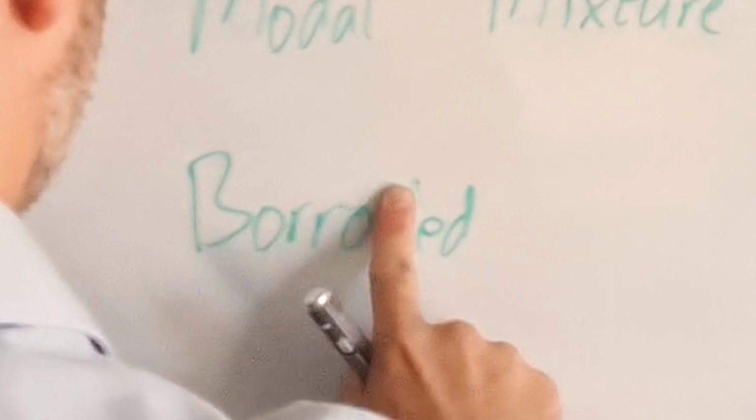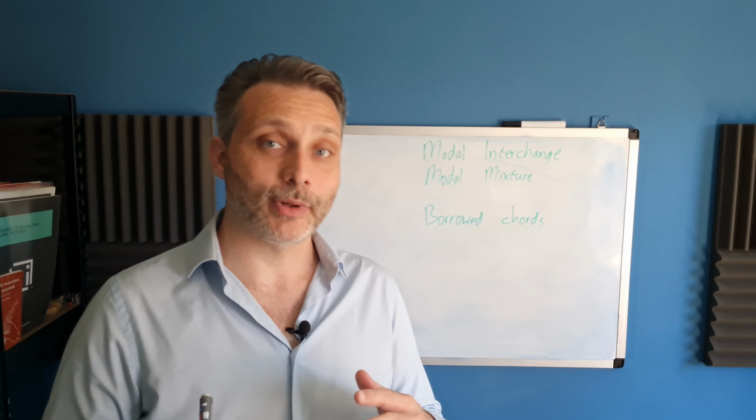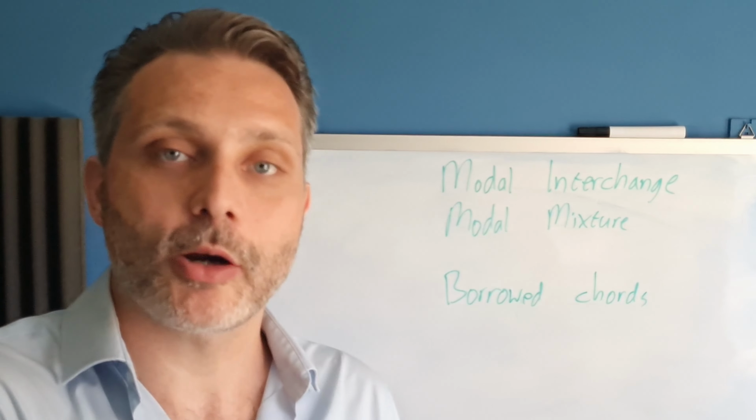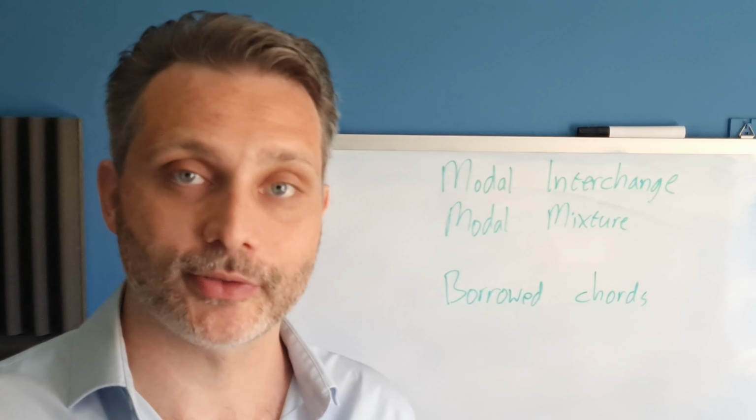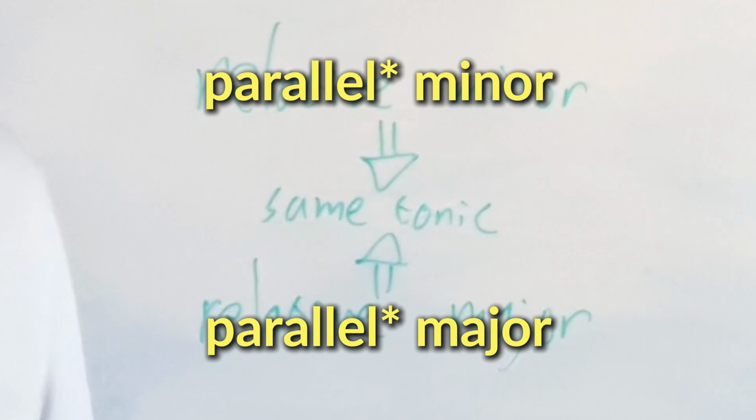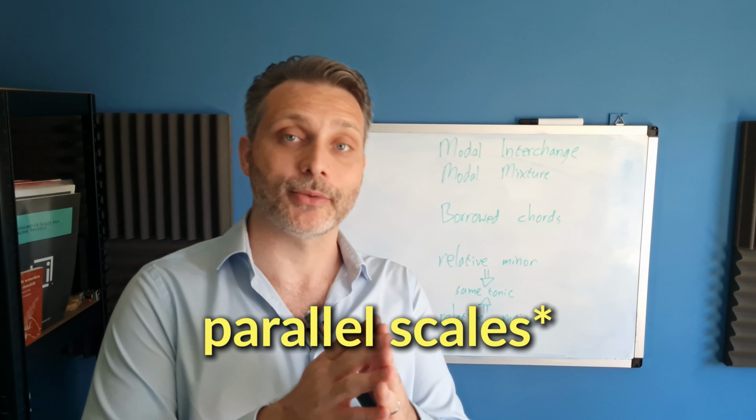First of all, modal interchange, otherwise known as modal mixture, uses borrowed chords from other church modes. The most important ones are relative major and minor using the same tonic. That's what relative scales are, the different scales that use the same tonic. As you can see, there are not that many new concepts, but we're going deeper and deeper. And the deeper we're going, the more vital it is that you're practicing these skills.